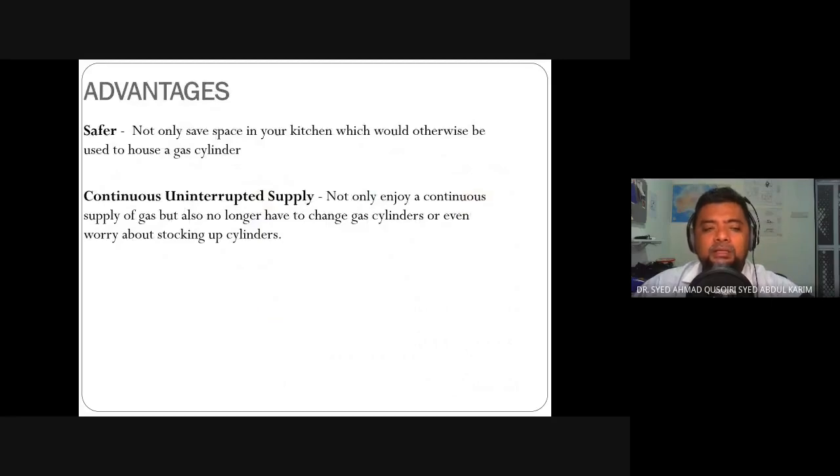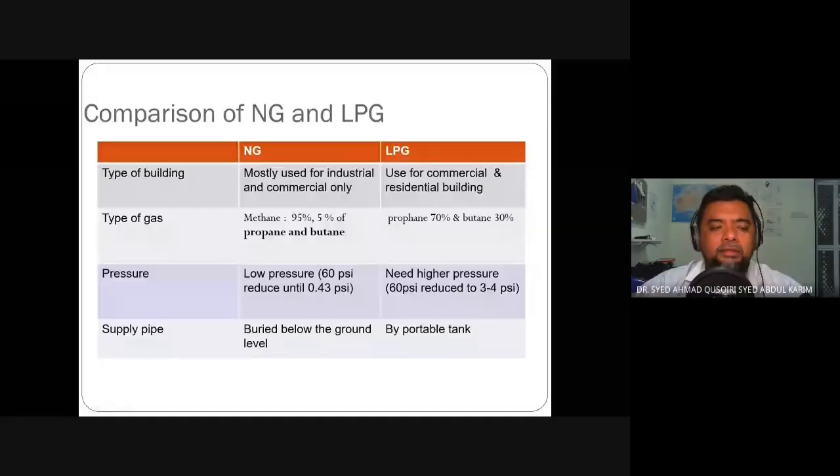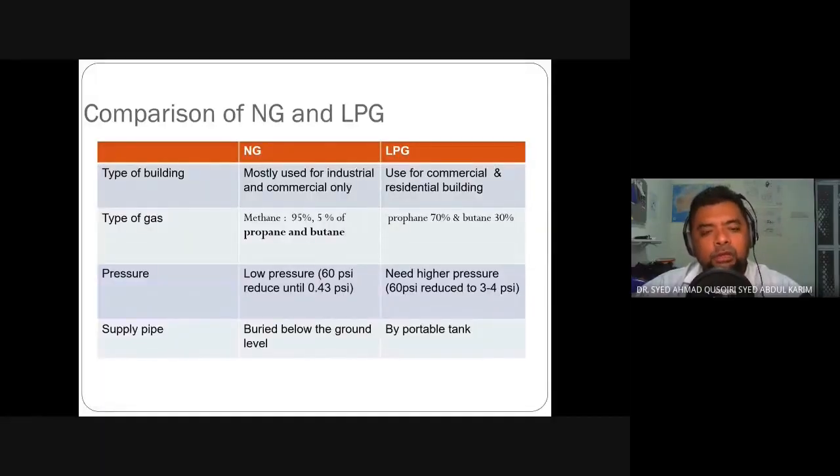So advantages here, you save space in your kitchen, which would otherwise be used to house a gas cylinder, and both of these systems provide a continuous, uninterrupted supply of gas. Okay, next is a comparison between natural gas and liquefied petroleum gas. Natural gas is normally used for industrial and commercial purposes. This is because they require a lot more volume of this type of fuel.